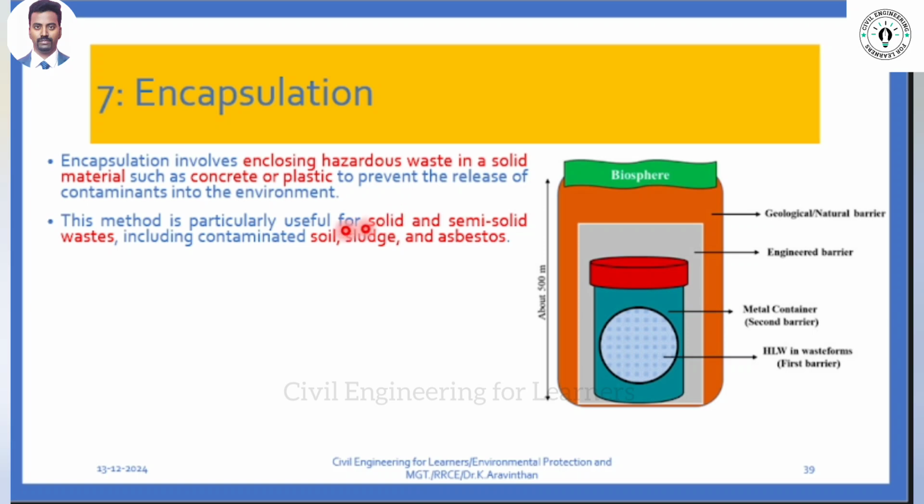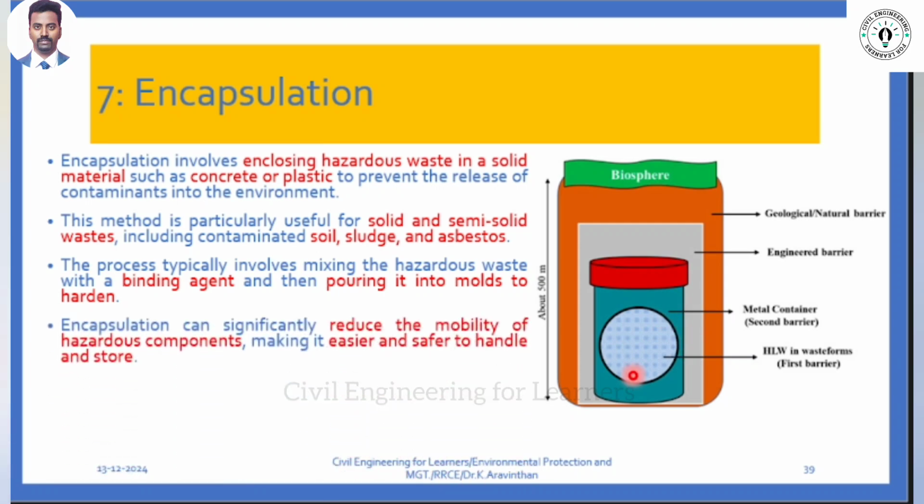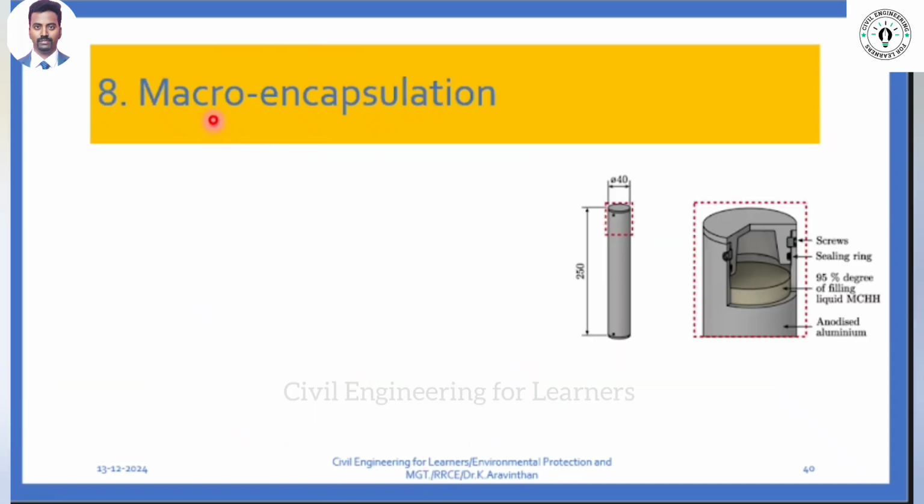And they use it particularly for solid or semi-solid waste, not for liquid and gas waste, such as sludge and asbestos. They use binding material and pour it into a mold, then it will become hardened, then they will encapsulate this. This method is often used for long-term storage.